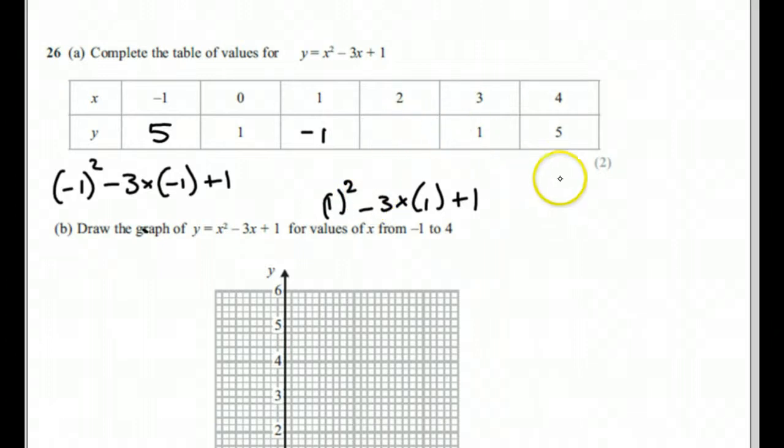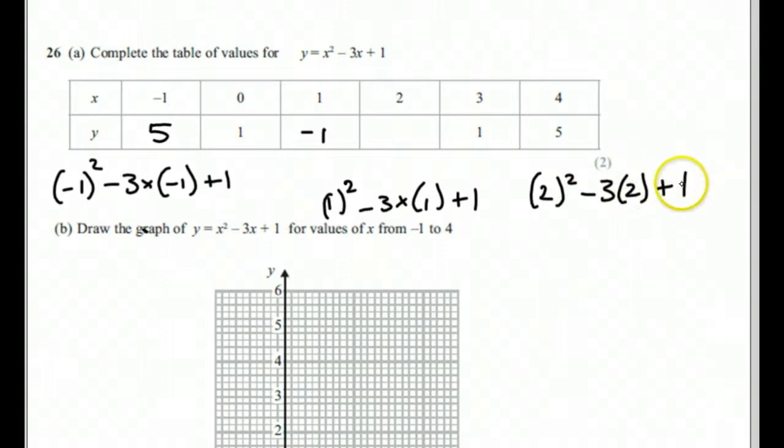For the final one, we're going to be substituting in 2. So we do 2 squared minus 3 times 2 plus 1. So that's 4 minus 6 plus 1. So that's also going to be -1.